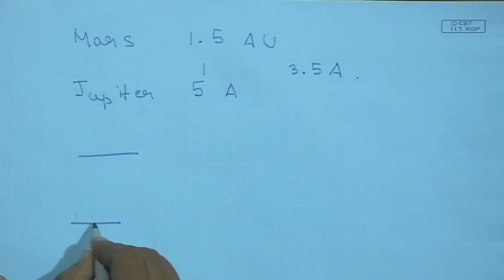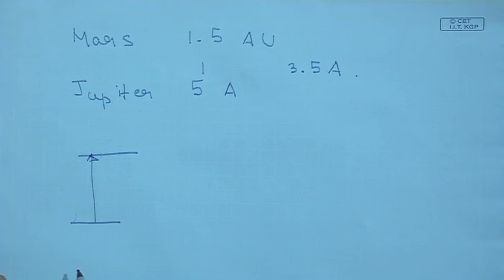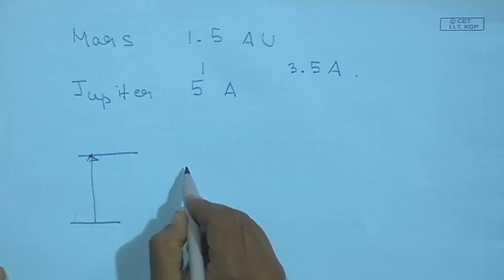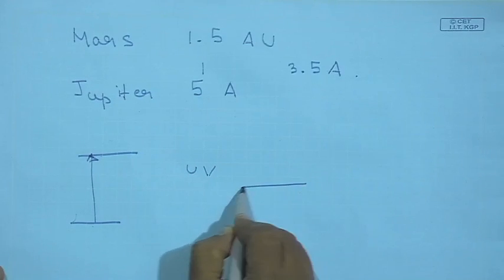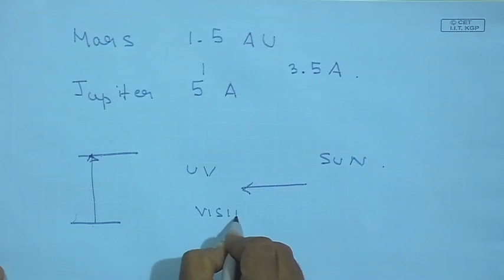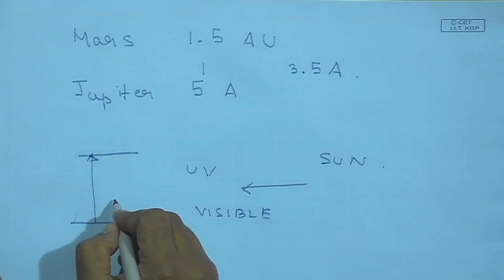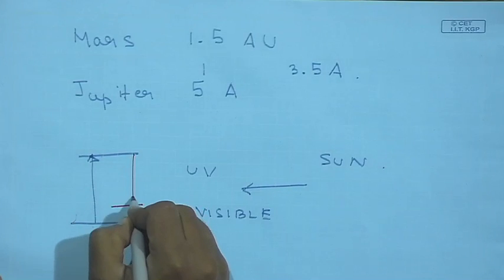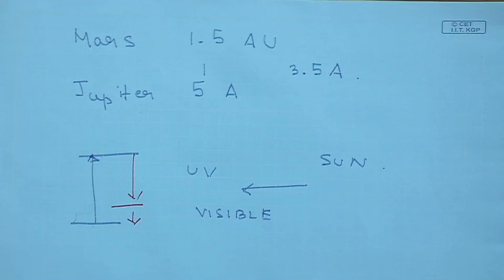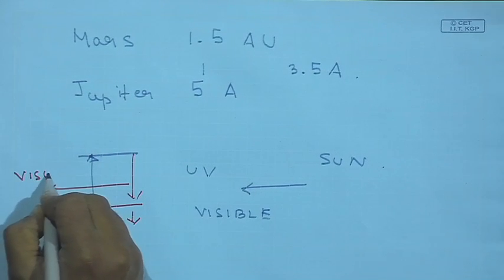Suppose the electron in the molecule of this gas gets excited to some state by, let us say, ultraviolet or visible radiation from the sun, and then it de-excites through some intermediate state, and this radiation comes out in the visual band.